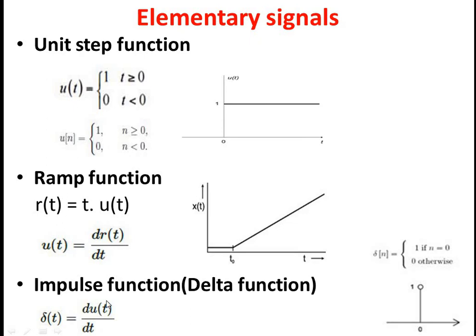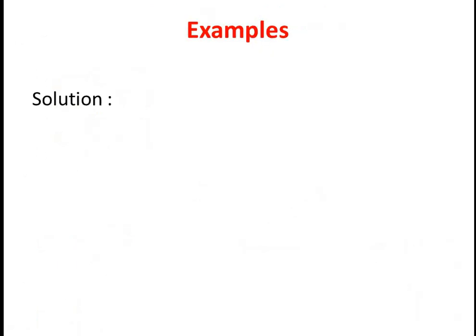Del of n will be equal to 1 only at time t equal to 0 or n equal to 0, otherwise the value will be 0. Now we'll see the numerical solutions to understand the stable and unstable conditions of a system.